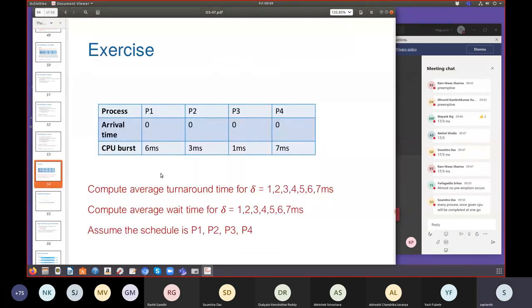Here is an exercise for you to work out at home: for these processes, compute the average turnaround time for different values of delta. Average turnaround time and average wait time. This is an exercise which you can do at home once you get the slides. This is just to understand how varying delta can affect things like waiting time, turnaround time, etc.